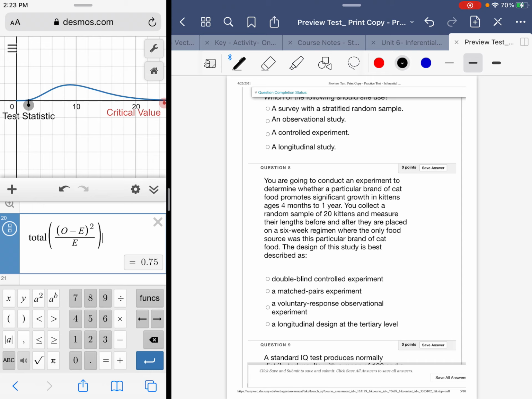A researcher is interested in establishing a cause and effect relationship between exercise and percentage of body fat. All right, so cause and effect. Cause and effect is only established through a controlled experiment. So as long as you know that fact, this question becomes a really easy one.